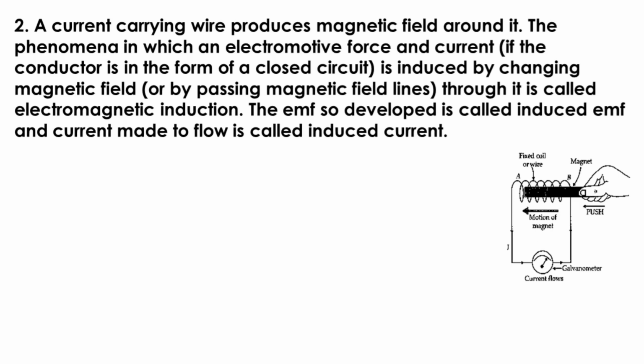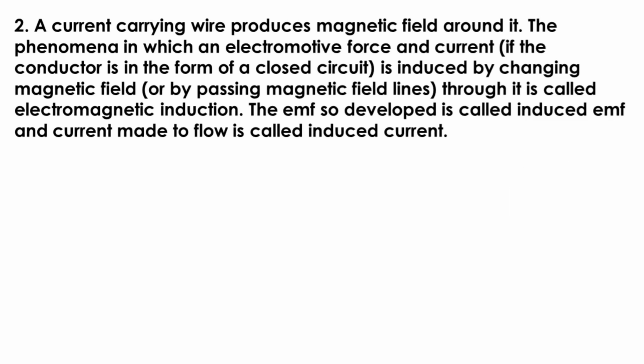A current carrying wire produces magnetic field around it. The phenomena in which an electromotive force and current, if the conductor is in form of a closed circuit, is induced by changing magnetic field through it is called electromagnetic induction. The EMF so developed is called induced EMF and the current made to flow is called induced current.